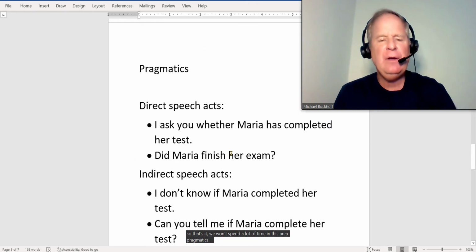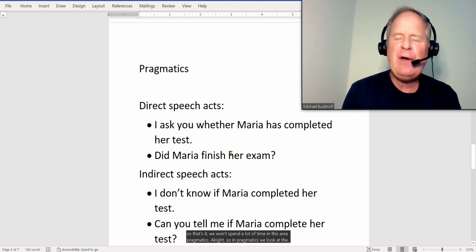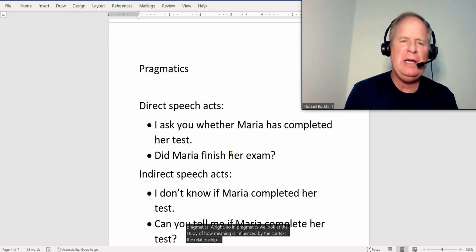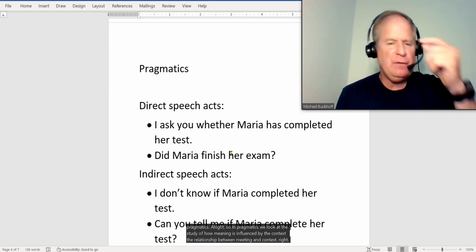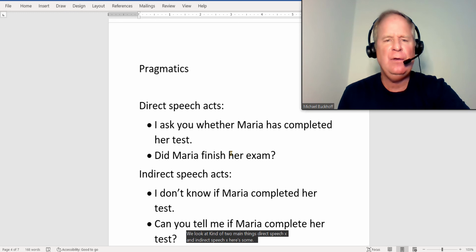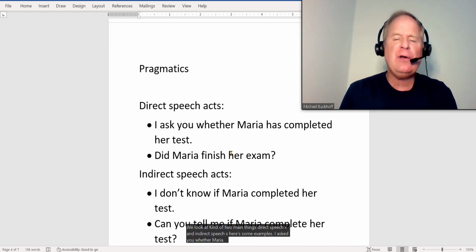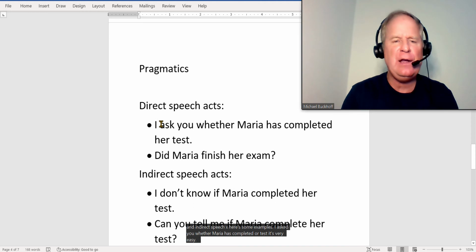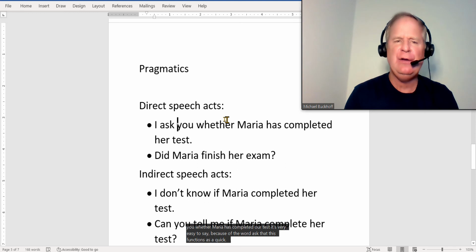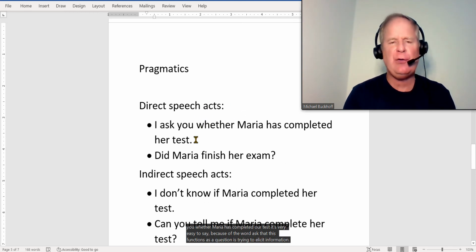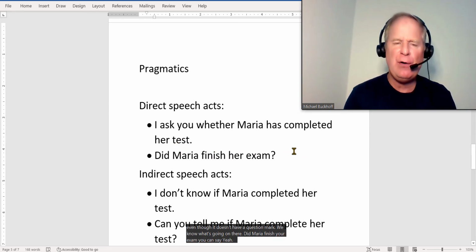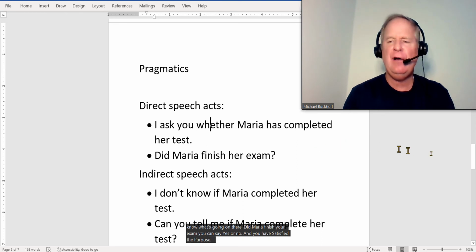Pragmatics. All right. So in pragmatics, we look at the study of how meaning is influenced by the context, the relationship between meaning and context, right? We look at 2 main things, direct speech acts and indirect speech acts. Here's some examples. "I ask you whether Maria has completed her test." It's very easy to see, because of the word "ask," that this functions as a question, trying to elicit information. Even though it doesn't have a question mark, we know what's going on there. "Did Maria finish her exam?" You can say yes or no, and you have satisfied the purposes of that question.